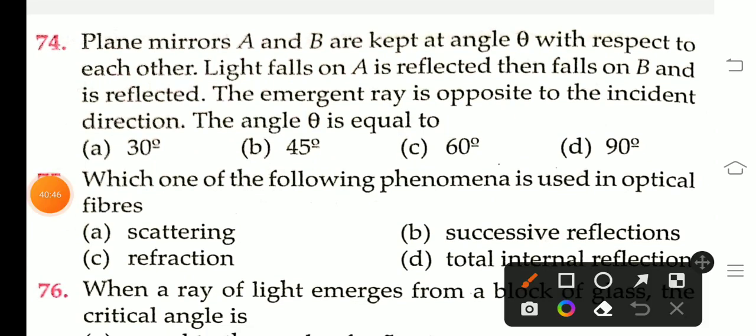Next, plane mirrors A and B are kept at angle theta with respect to each other. Light falls on A, is reflected, then falls on B and is reflected. The emergent ray is opposite to the incident direction. The angle theta is equal to, right answer will be option D, 90 degree.